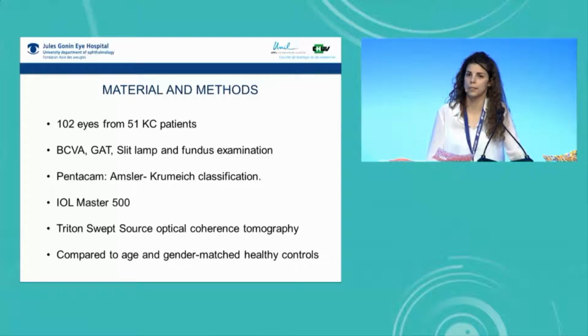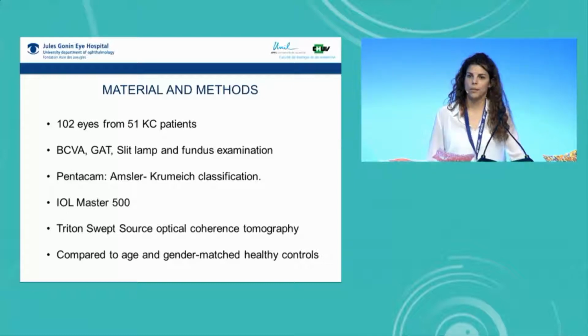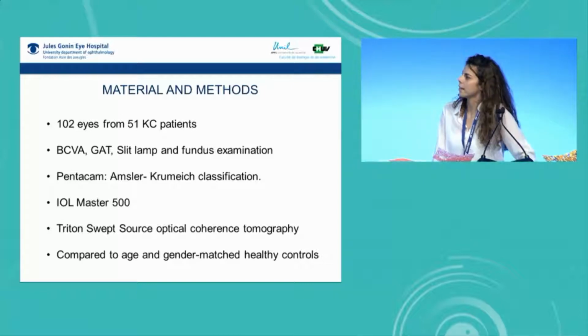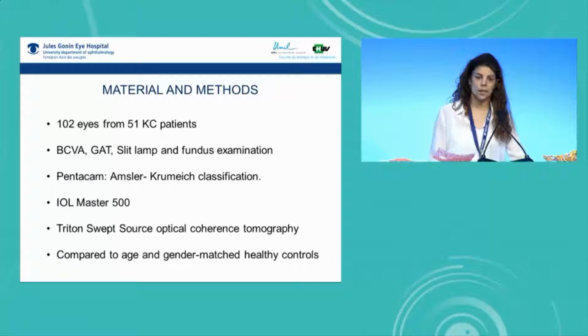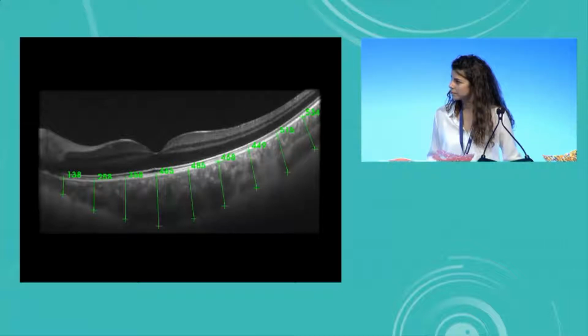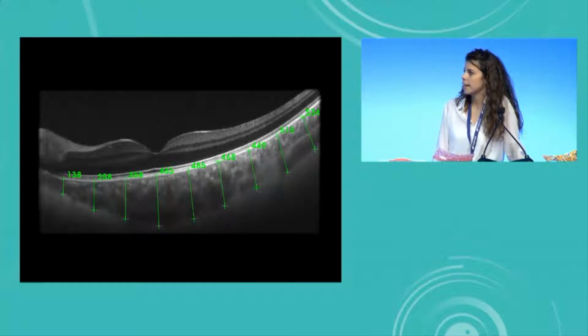We performed a complete ophthalmological examination and some complementary tests. The first one was Pentacam to analyze the topographic characteristics of the cornea. To measure the axial length, we used the Eye-All-Master 500. And to take the images of the choroid, we used Triton Webster's OCT. Our sample was compared to age and gender matched healthy controls. We manually measured the choroid under the fovea and in 8 more locations using published protocols.